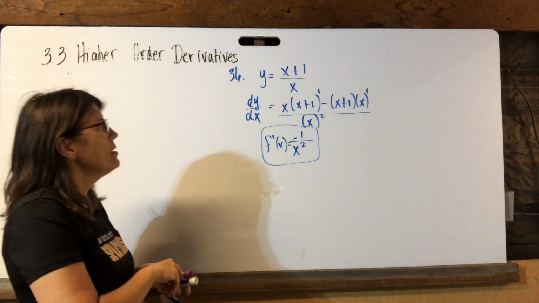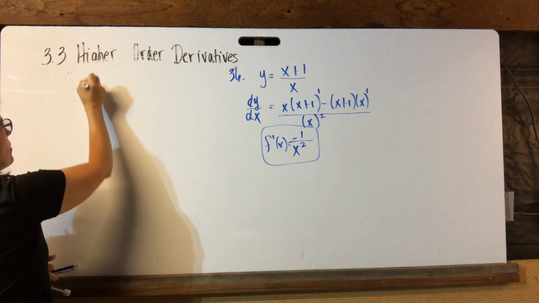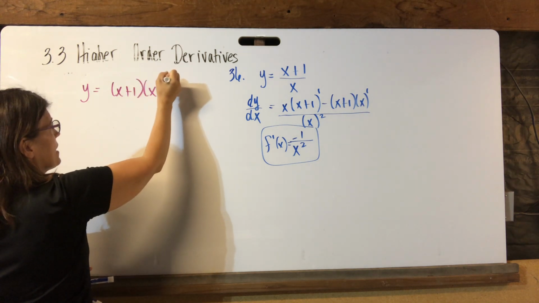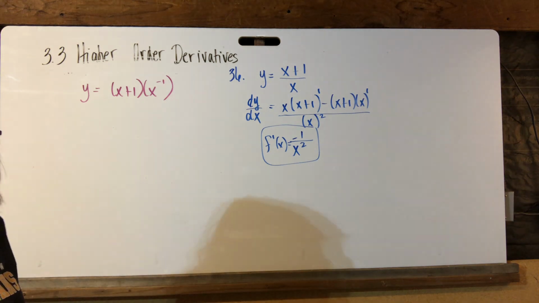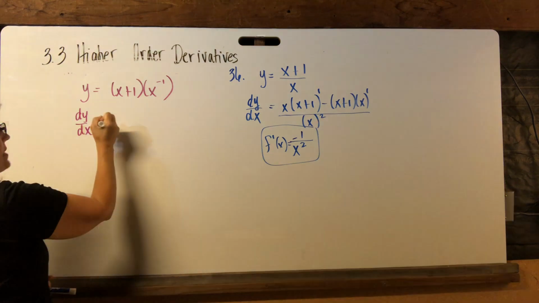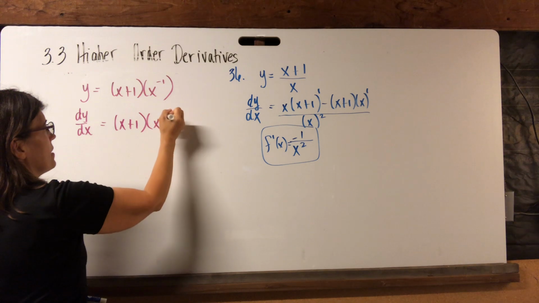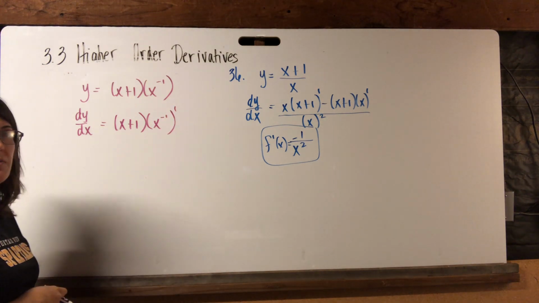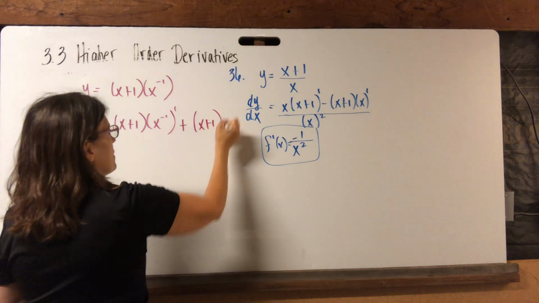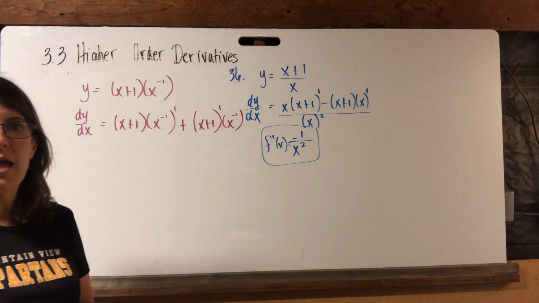Okay, so if I want to use the product rule, I need to rewrite y as x plus 1 times x to the negative 1. And it's great practice. So the derivative of y with respect to x is x plus 1 times the derivative of x to the negative 1 plus the derivative of x plus 1 times x to the negative 1.